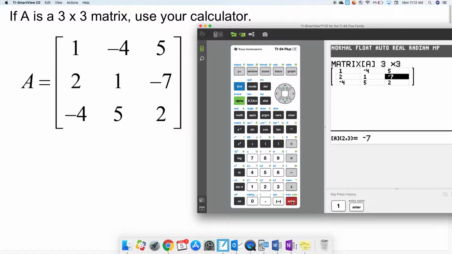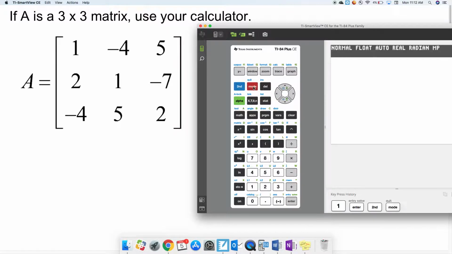Okay, and then once you get your matrix typed in for your 3x3, remember you're going to do second mode to quit. You're going to get out and go to your computation menu or screen, and then you're going to go pull matrix A or wherever you put this matrix. Go pull that matrix again. So go back to matrix menu and grab A.